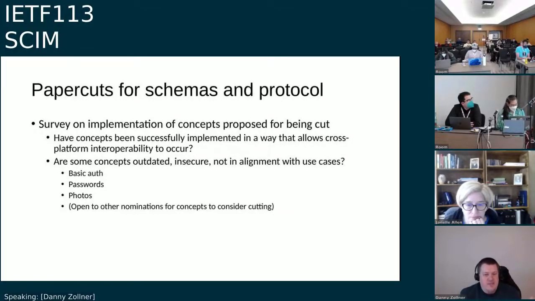If we look at the name, it's the System for Cross-Domain Identity Management. God, I'm not on my A game today. Sorry.